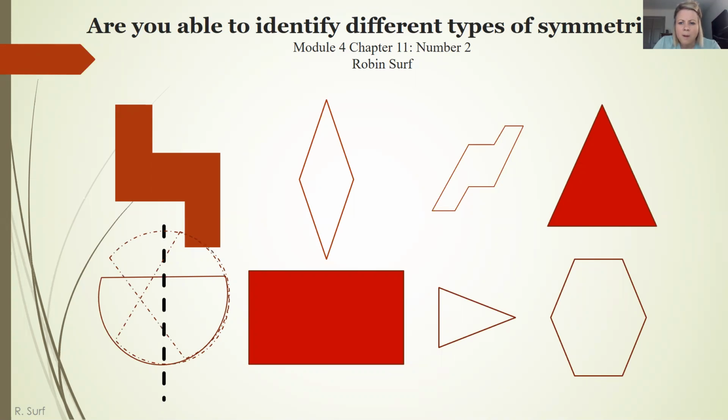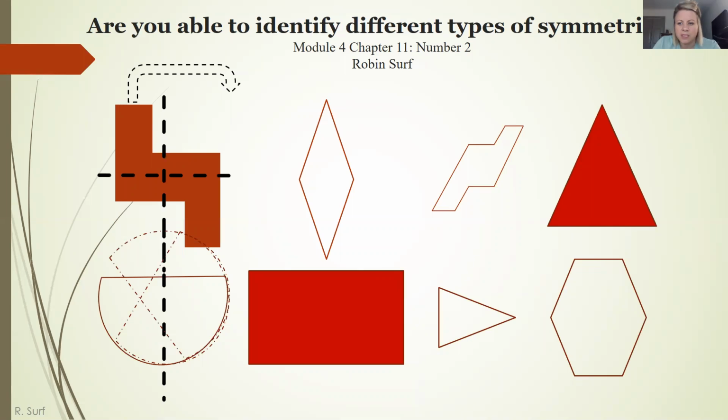So how about which object has rotational symmetry but no reflection symmetry? If you look at the very first shape, we can actually rotate this. And we will have the same shape within 2 turns. So that is considered a rotational symmetry, but there is no way to draw a line which reflects one side over the other.